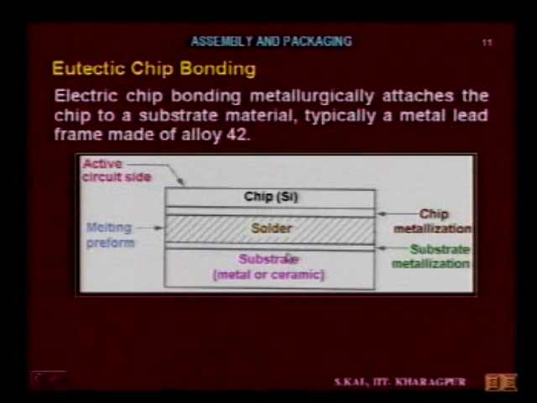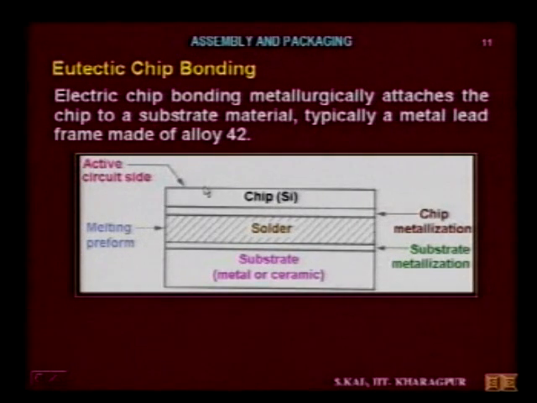Here the substrate material is a ceramic or metal substrate on which we fix the chip, and for that purpose we first metallize the substrate, then we put the melting preform, which is basically the solder, and the chip backside is also metallized and put on the solder material, and the whole combination is heated at temperature 125 to 175 degrees centigrade for 1 to 2 hours.